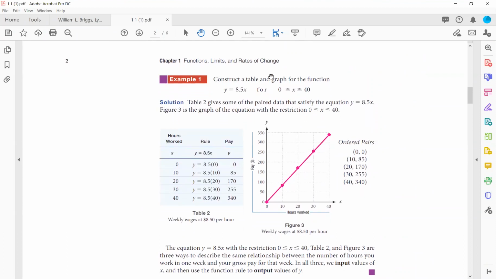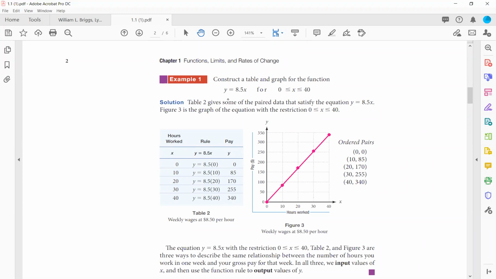Very well, construct a table and graph for the following function. Here you have y equals 8.5 times independent variable x. x ranges between 0 and 40, so it can take on any value in between these two numbers. It can be a radical, a fraction, a decimal.